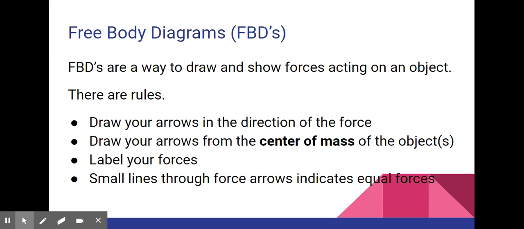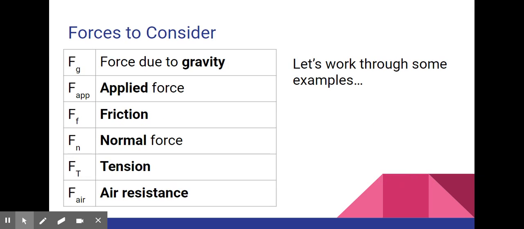So again, free body diagrams are a way to draw and show forces that are acting on an object. There are rules for this. You need to draw your arrows in the direction of the force, the direction that the force is going. You need to draw your arrows from the center of mass of the object or objects. You need to label your forces. And then small lines through force arrows indicate equal forces.